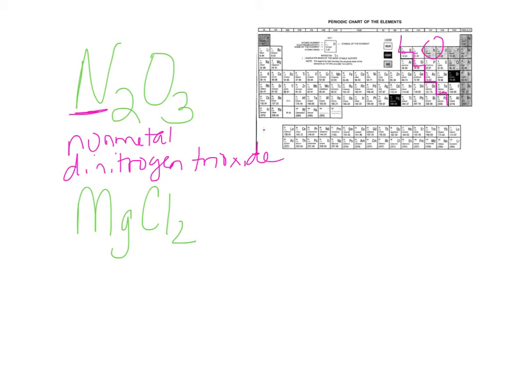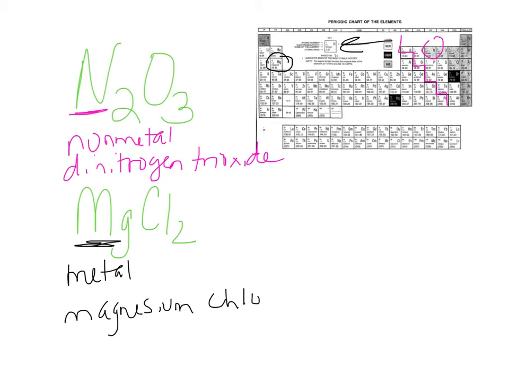For my next example, I'm going to look at magnesium. I'm going to go to here on the periodic table. Magnesium is to the left of my staircase, so this is a metal. So no prefixes in my name, and I have magnesium chloride. So you really have to make that decision. Does it start with a metal or start with a non-metal?